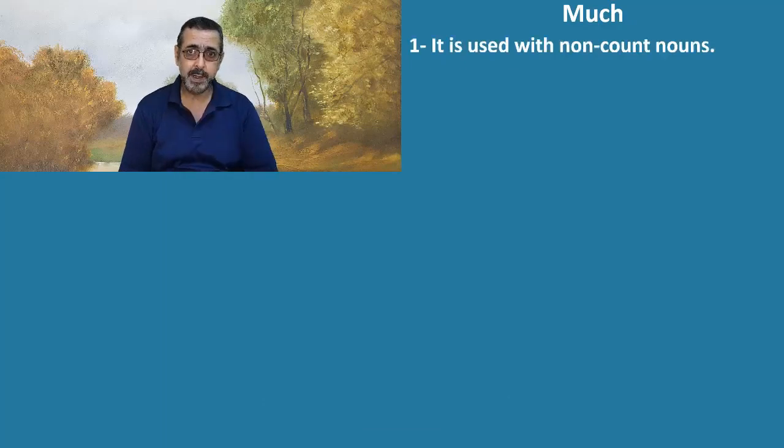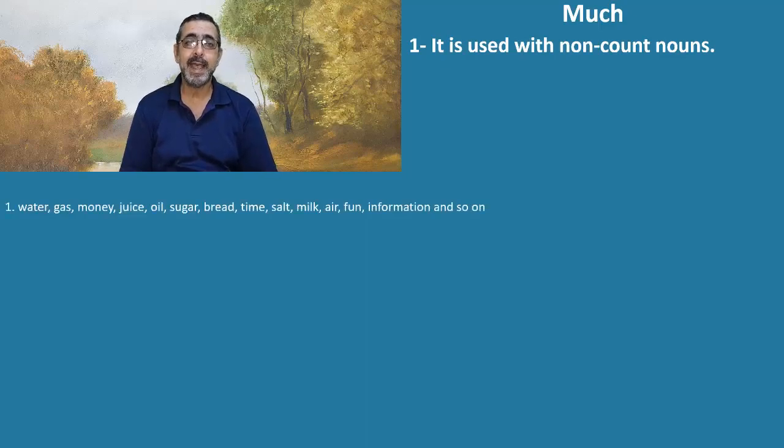The first one is used with non-count nouns, like for example water, gas, money, juice, oil, sugar, bread, time, salt, milk, air, fun, information, and so on. These are non-count nouns. Also, we use it with negative statements.